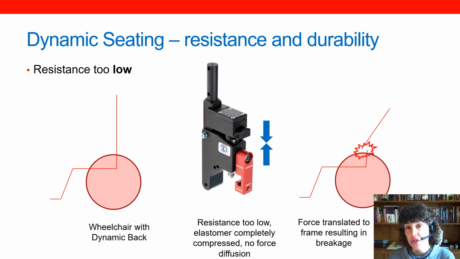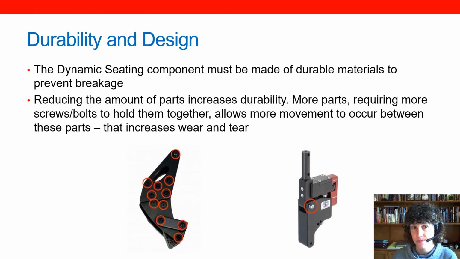If the resistance is too low, the component may go through full travel, fully compressing that elastomer. And as a result, instead of absorbing further forces, those forces are again translated to the frame, resulting in breakage. So it's important to choose the right amount of resistance so that the dynamic component does not travel too far, but does travel some, absorbing those forces.